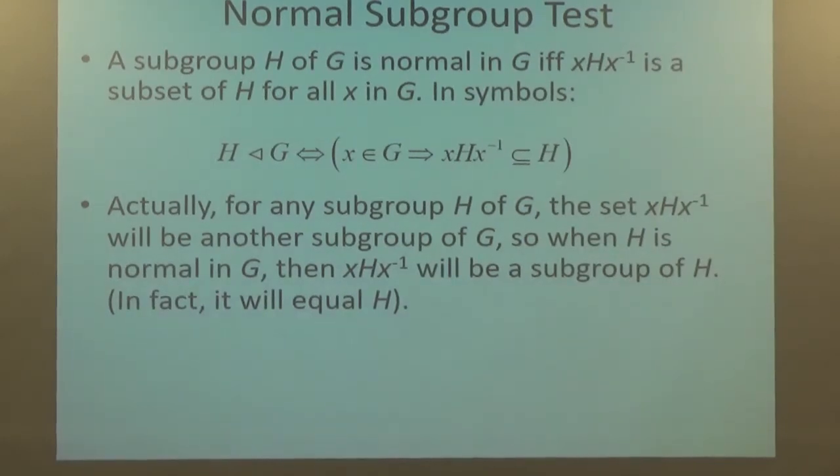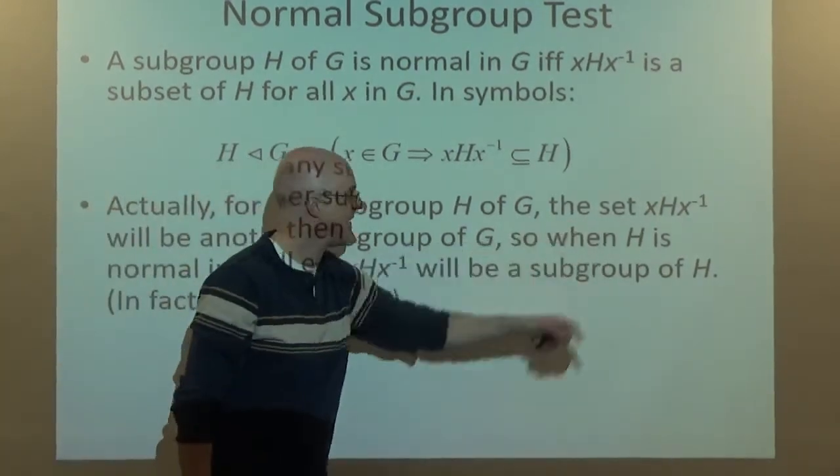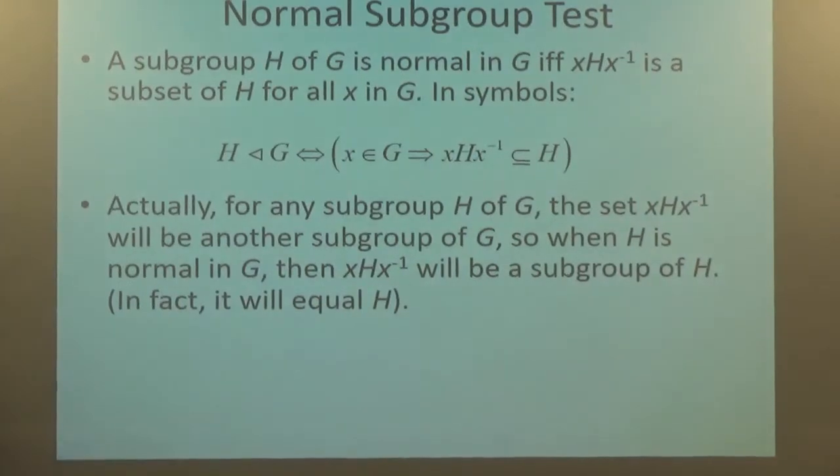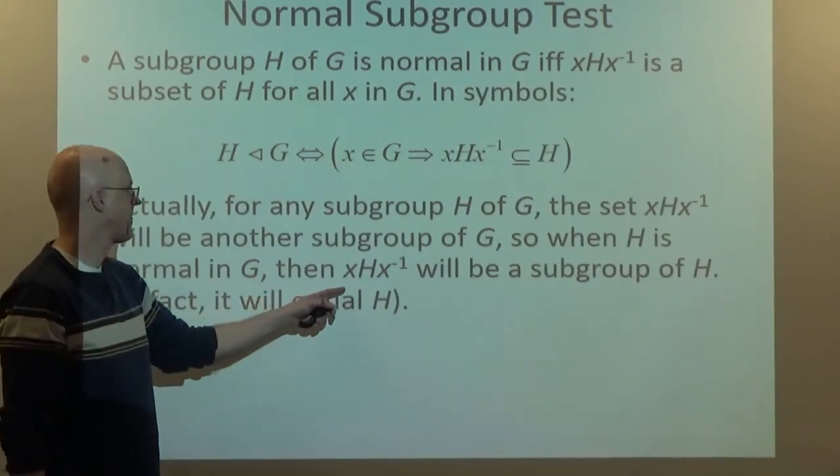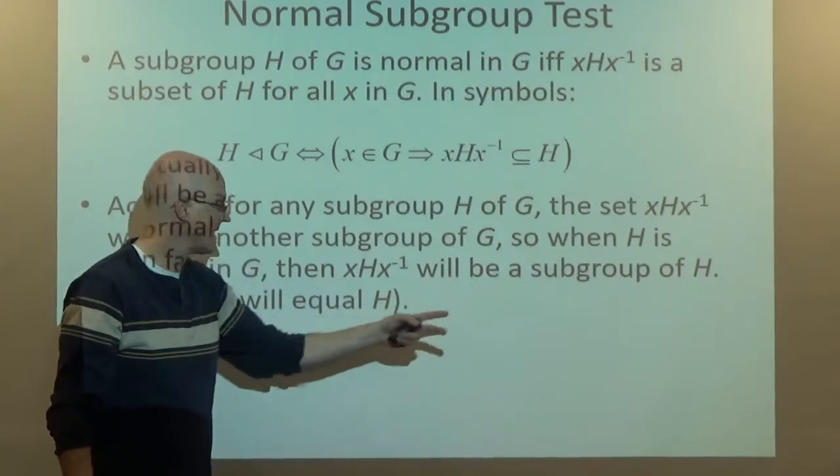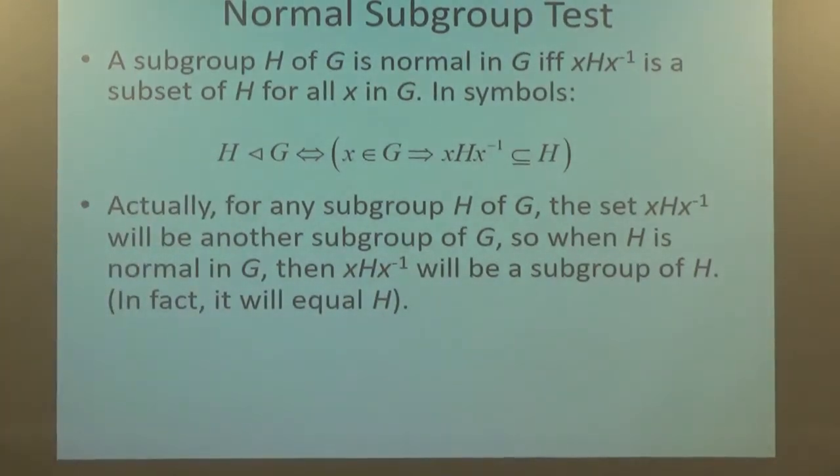Actually, this is worth knowing as well. For any subgroup H of G, normal or not, this set xHx inverse is another subgroup of G, or it could be the same subgroup of G. So when H is normal in G, this is actually going to be a subgroup of H. In fact, it's actually going to equal H, which we actually already knew.